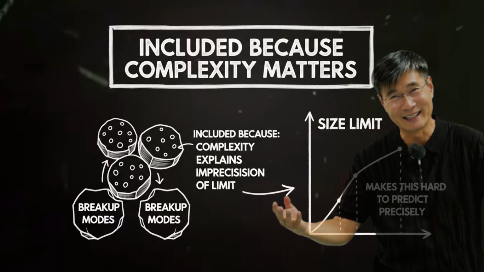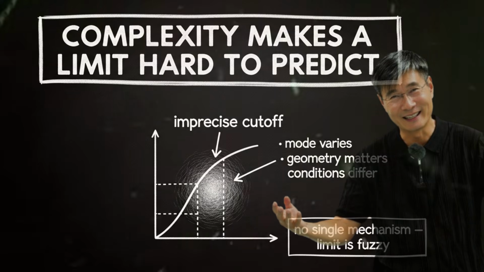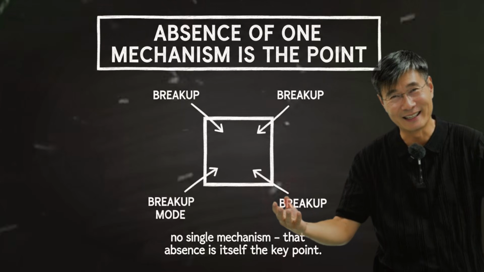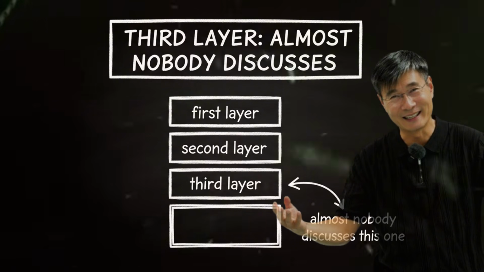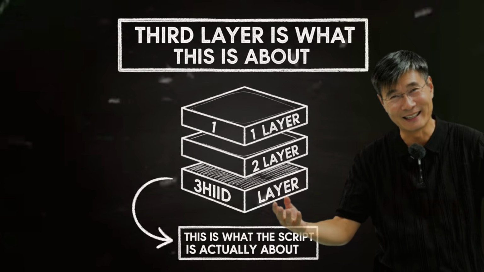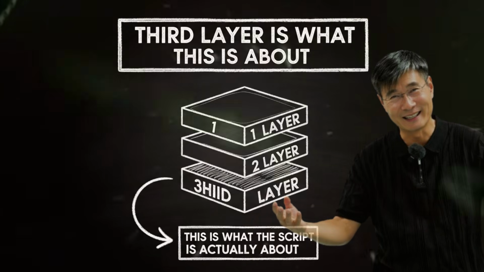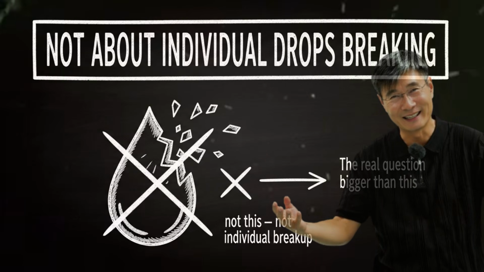I called this layer different from the others because it is not really the cause of the size limit in a simple sense. I included it because its complexity is what makes the limit hard to predict precisely. The absence of a single clean mechanism is itself the important thing.